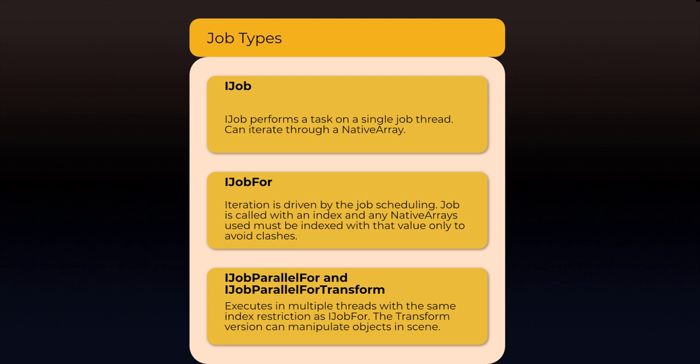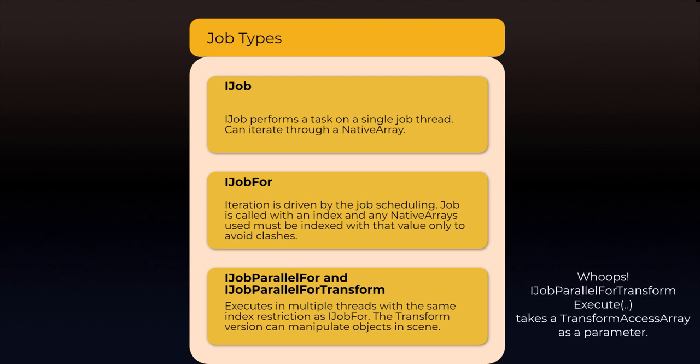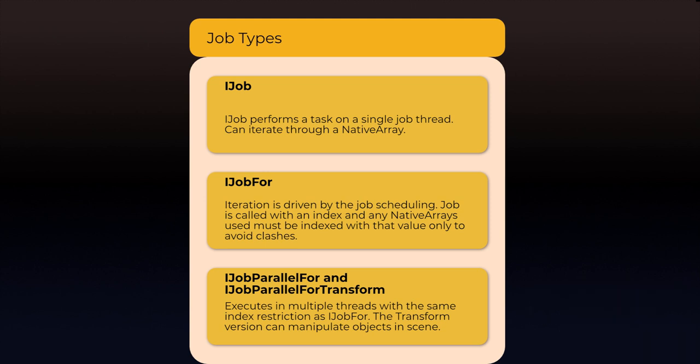The IJobParallelForTransform is actually a very cool thing, and it's the same kind of idea as the IJobParallelFor, in terms of, yes, things run in parallel. But you have a TransformAccessArray that you pass in to the structure, or it should be one of the members of the structure. And so you've got an array of transforms, and that's how, within a job, you can actually move objects around in the scene or set new positions and rotations for thousands of objects in your scene.